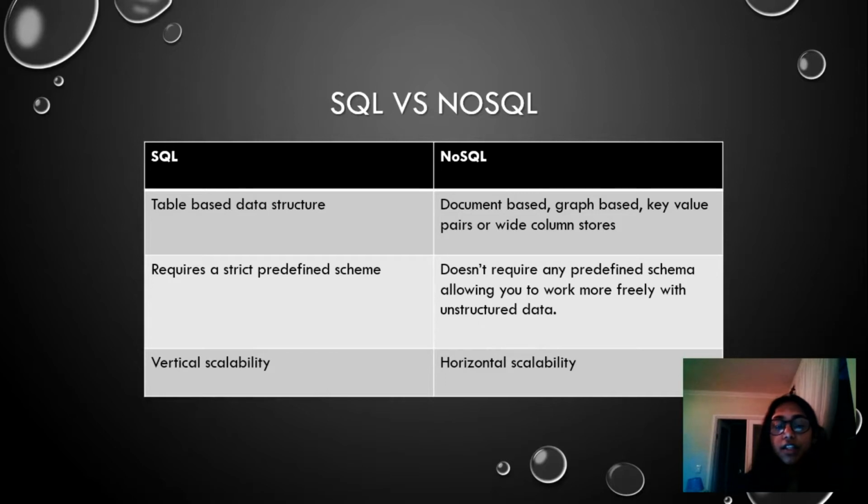Here are some differences between traditional SQL versus NoSQL. SQL is a table-based data structure, whereas NoSQL is document-based, graph-based, key-value pairs, or wide column stores. SQL requires a strict predefined schema, whereas NoSQL doesn't require any predefined schemas, allowing you to work more freely with unstructured data. SQL is vertical scalability, whereas NoSQL is horizontal scalability.